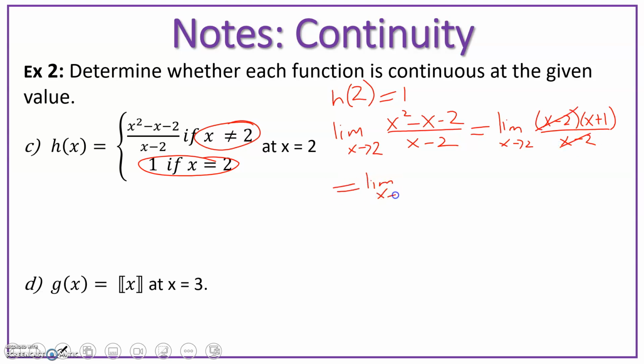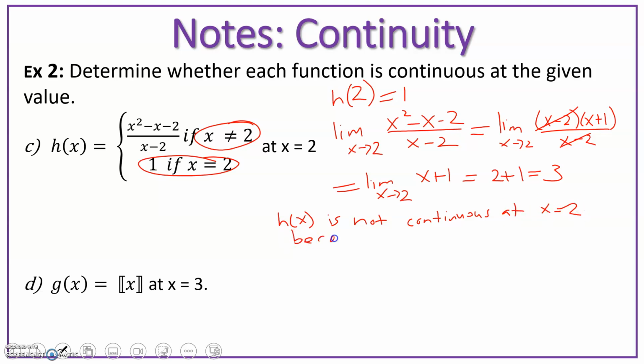those cancel, is the limit as x approaches 2 of x plus 1. So this is 2 plus 1, or 3. So the limit does exist, and it is defined, but note they're not the same. So h of x is not continuous at x equals 2 because h of 2 does not equal the limit of h of x as x approaches 2.